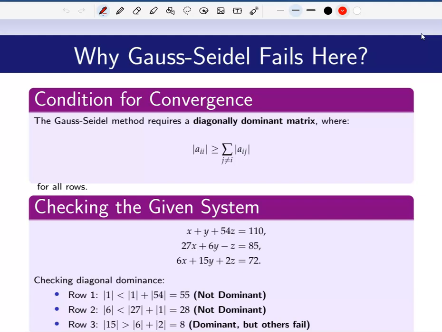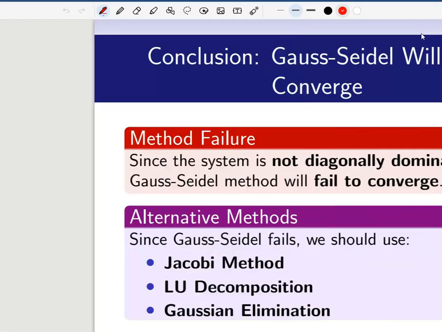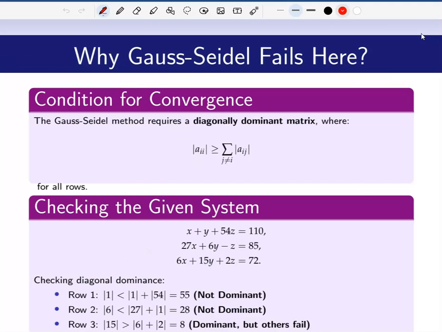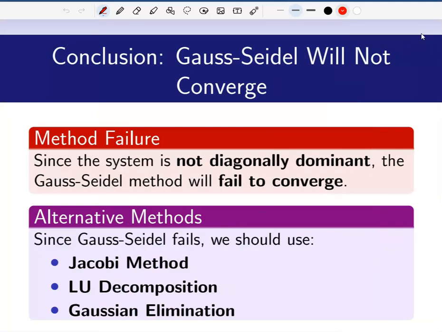Similarly, in row 2, the diagonal element is 6, which is less than 27 plus 1, that is 28. Again, that is also not diagonally dominant. Row 3: 15 is greater than 6 plus 2, that is 8. So it is diagonally dominant, but the others fail. Based on our check, the matrix is not diagonally dominant, so we expect the Gauss-Seidel method to fail. We can use alternative methods, such as the Jacobi method, LU decomposition, or Gauss elimination.